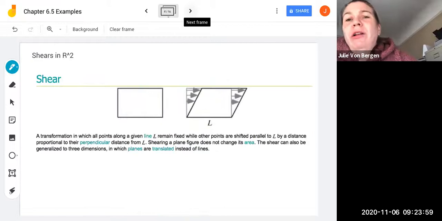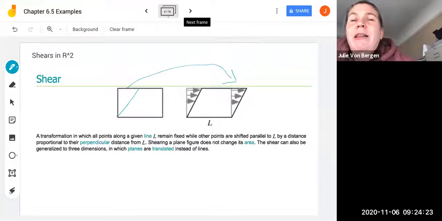So here's a visual of shears. A shear is a transformation in which all the points along a given line L remain fixed, while other points are shifted parallel to L by a distance proportional to their perpendicular distance from L. So shearing a plane figure does not change its area. You can see that if you took the triangle out of this rectangle and then moved it over to the end, that's just what we've got right here with our shear. The shear can also be generalized into 3 dimensions in terms of thinking about planes being transformed instead of lines being transformed.